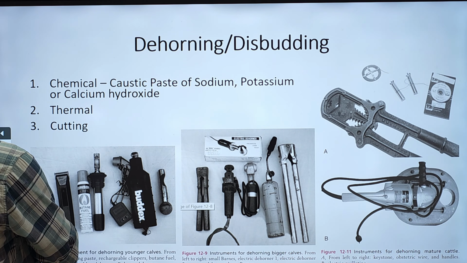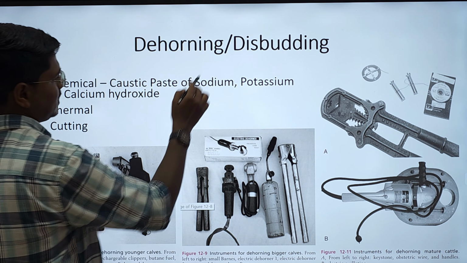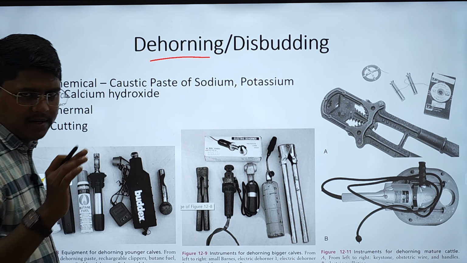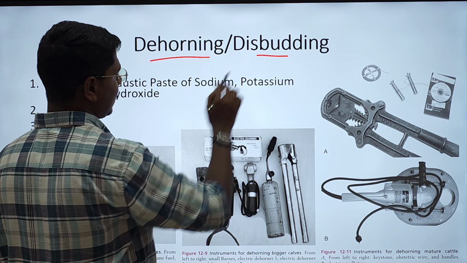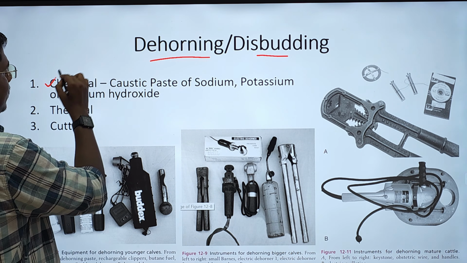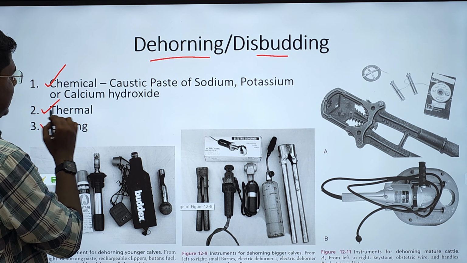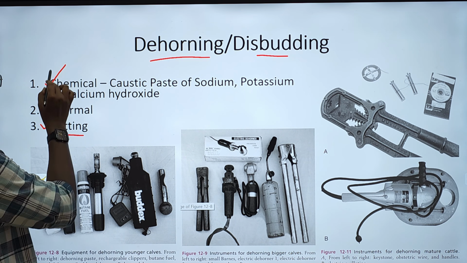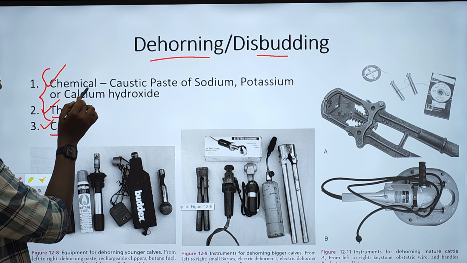There is a procedure known as dehorning or disbudding. Dehorning mostly refers to adult animals, disbudding to young animals. There are three basic methods of dehorning or disbudding. The first one is chemical, then thermal, then cutting. Cutting is for the mature animal, but for calves there is thermal and chemical.